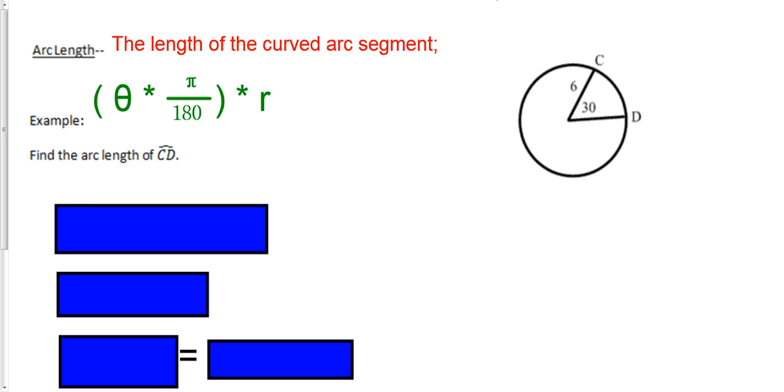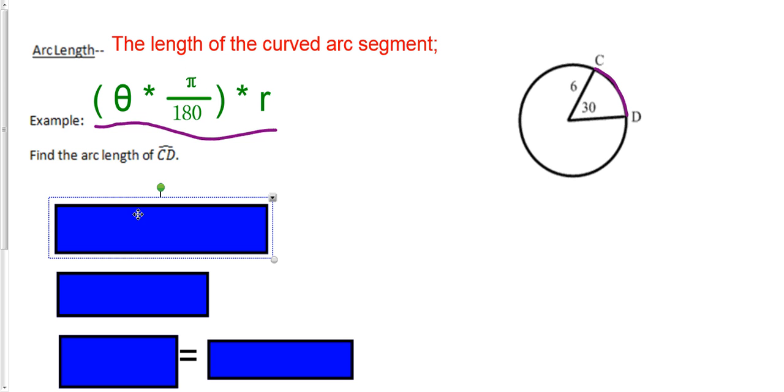Arc length, the length of the curved arc segment. So in this case, it would be if we were going to take a string and hold it across this edge here, and then put that string back on a ruler and try to measure that length. How long would that string be? Okay, the formula for it is right here. We use that measure theta, so this piece right here, multiply it by pi over 180, and we multiply it by the radius, so this one right here. Okay, so theta times pi over 180, all of that times the radius.